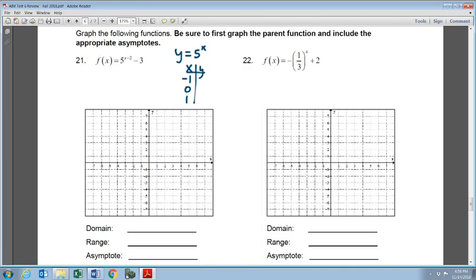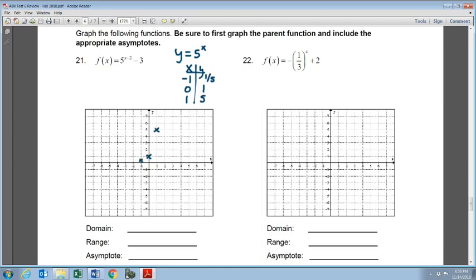And then we just want to find a point using an x value on each side of x equals 0. So if we plug in 1, 5 to the 1 power is 5. 5 to the 0 power would be 1. And 5 to the negative 1 power would be 1/5. Now we also know that these two numbers here are always going to be reciprocals. So that makes this go pretty fast. So let's go ahead and put those points on the graph.